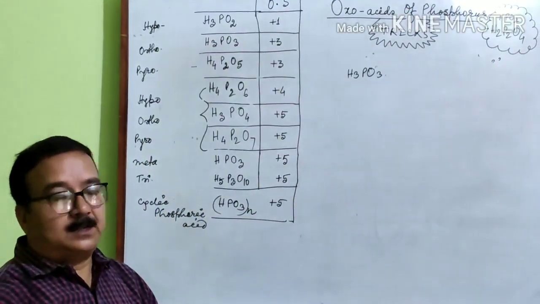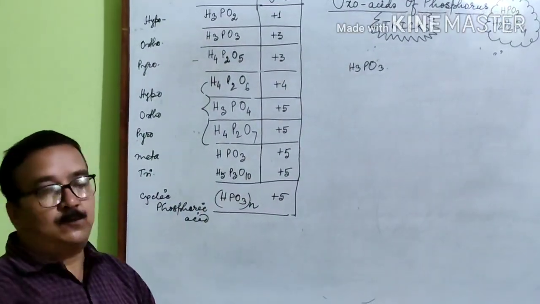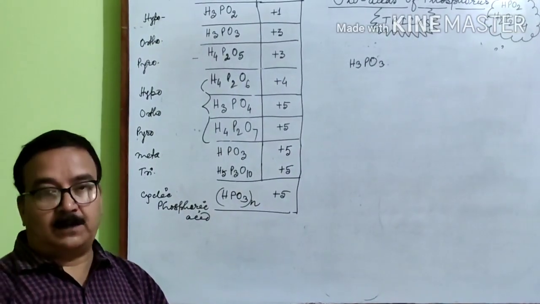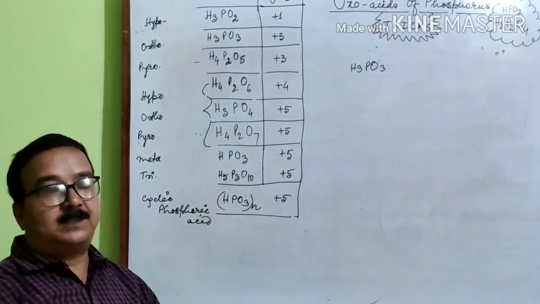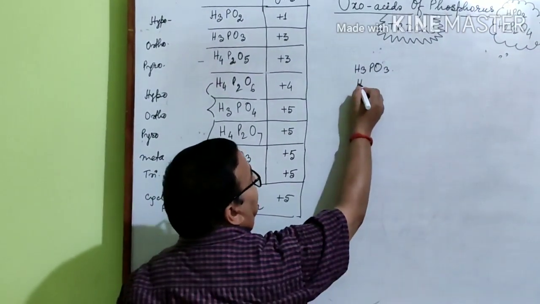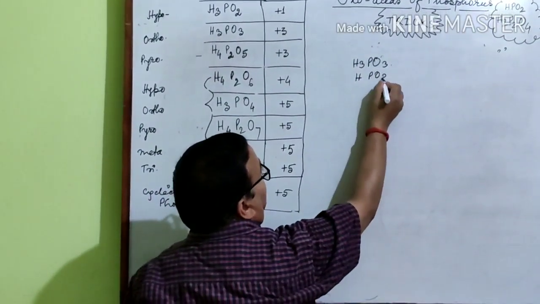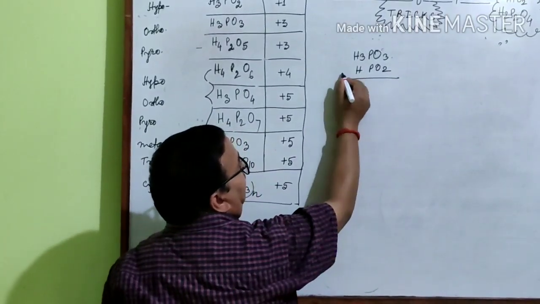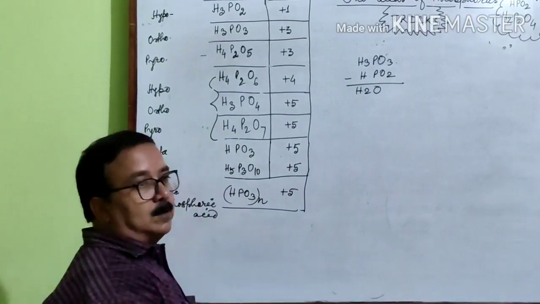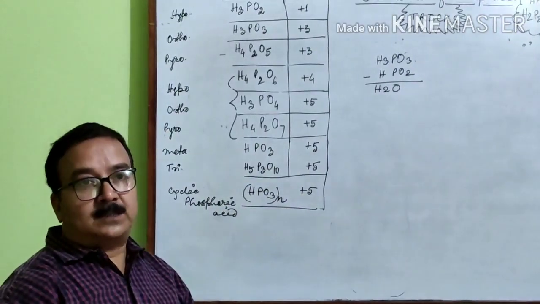H3PO3, that is orthophosphorus acid. How many phosphorus atoms are there? 1. So what will be the basic unit here? HPO2. Subtract HPO2. What is remaining? It is H2O. How to draw the structure?